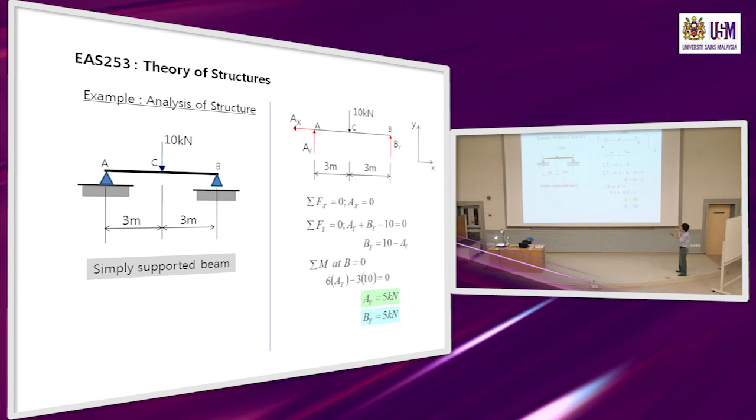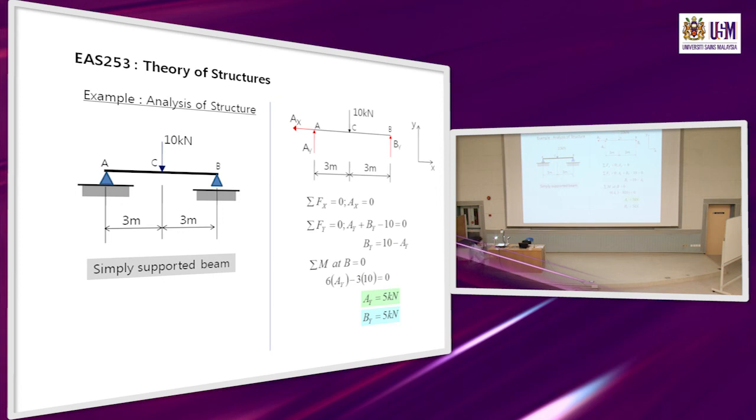So this is a pin support, this is a roller support, this is X and Y. At B there is only one reaction force, and at A there are two. And there is a load here, 10 kilonewton. If you want to look for all the reaction forces, how many reaction forces are there? Three. One, two, three. So in a problem like this, how many equilibrium equations do you have? Three.